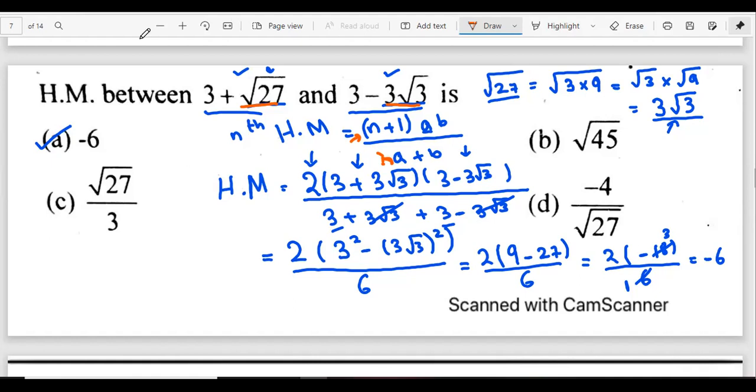Is this in harmonic progression or is it in arithmetic progression, the first two terms in the question? Yes, they are in harmonic progression, okay? They're in harmonic progression because they are talking about the first two terms directly. They're talking about the harmonic mean between these two terms. So they are in harmonic progression.